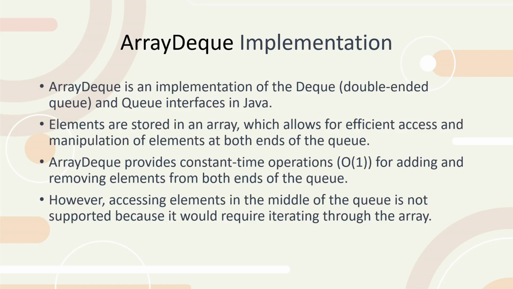So ArrayDeque is another implementation of the Queue interface in Java that uses a resizable array as its underlying data structure. Unlike LinkedList, which uses a doubly linked list, ArrayDeque stores its elements in a circular array, which makes it easy to add and remove elements from both ends of the queue. ArrayDeque is not thread safe, which means that it should not be used in multi-threaded applications without proper synchronization. If thread safety is required, then the ConcurrentLinkedDeque class can be used instead of ArrayDeque. So this is all about the ArrayDeque.